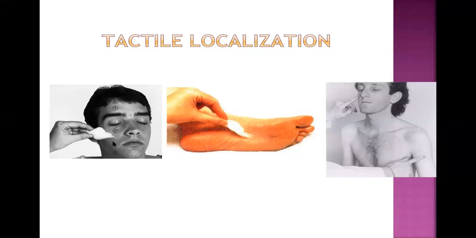For example, in this case, the examiner is touching one side of the face, and quickly compares the other side. This is the elicitation of the touch. This is a fine touch, because cotton is used. So this is a fine touch examination.